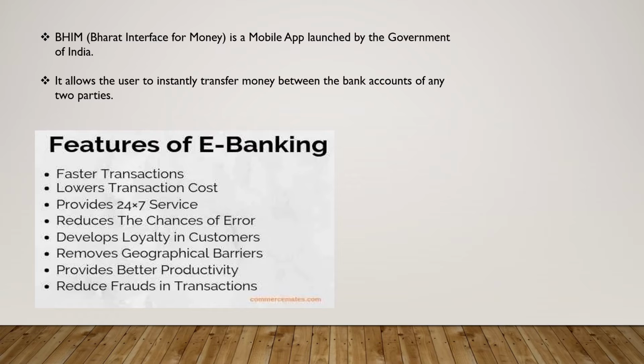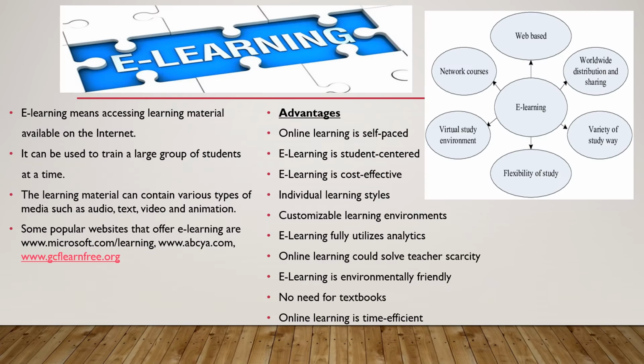And geographical barrier means you are sitting at one place and you want to transfer funds to different locations, right? It is very easy to do that also. So it means जो internet banking है, it provides lot of facilities, lot of features to the users, customers, and they can rely on this service.